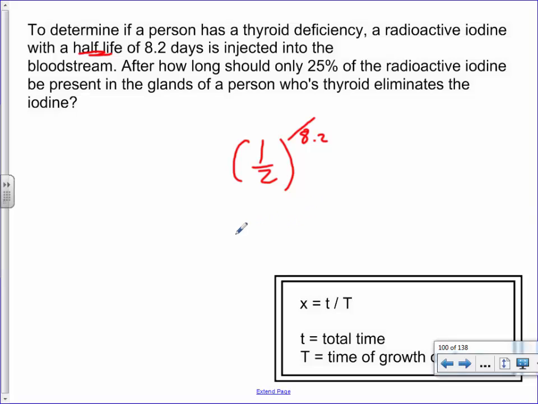I need a few more numbers. I need a number to go here and a number to go here. 0.25 and 1. That's fantastic. Yeah, I would start with a 1 right here and a 0.25 here.